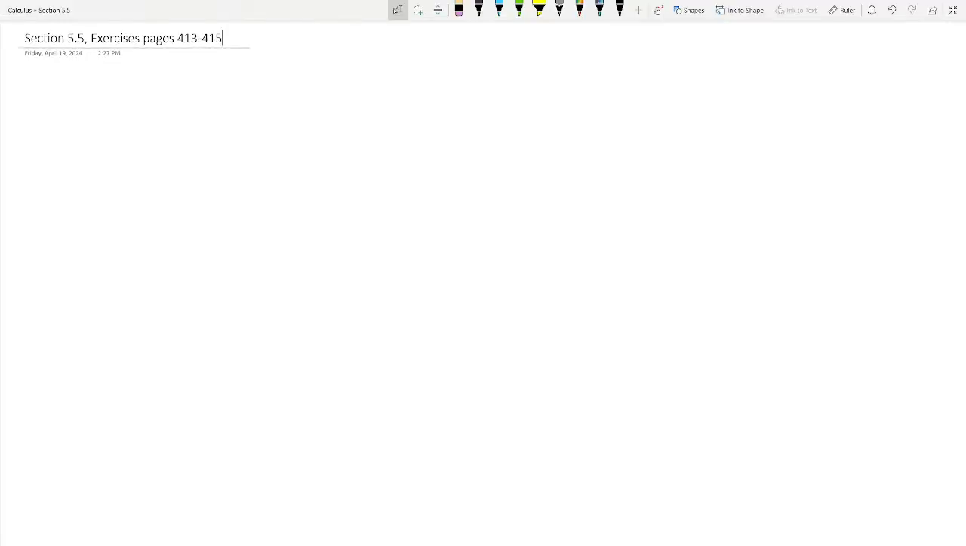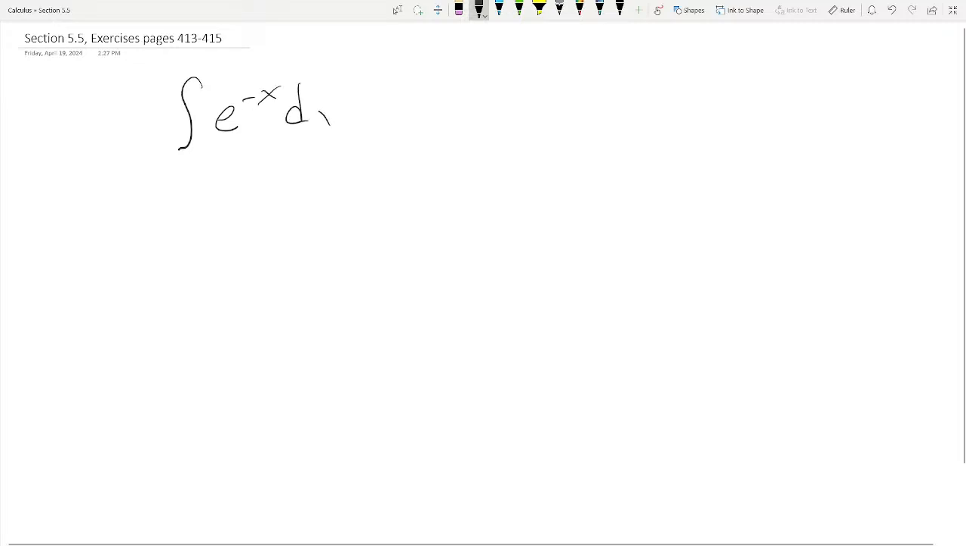All right, I'm going to start doing the problems from section 5.5. Number 1 asks you to evaluate the integral of e to the negative x dx, and they give you a suggestion. This section is about u substitution. For the first few problems, 1 through 6, they're helping you along and giving you the suggested u substitution. They say to make u equal to minus x in order to compute this integral.